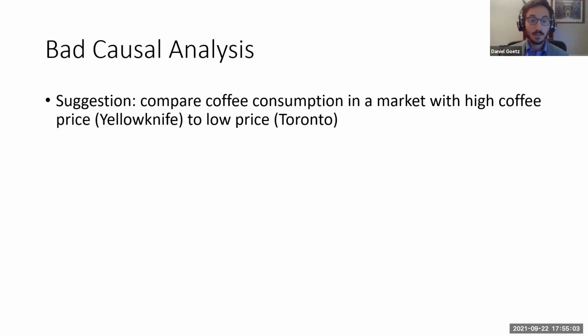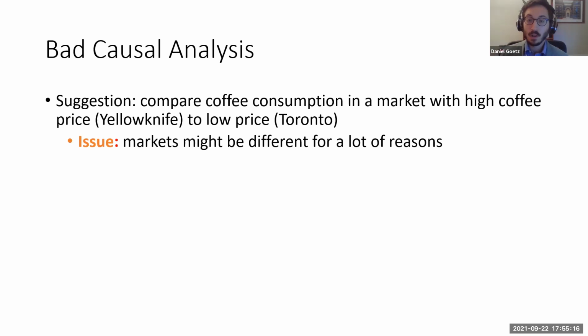What's the problem here? Yeah, so Shakir says confounding variables are the issue. Shukri says we need to isolate the variables, right? So what are they saying? The variable we want to isolate is the effect of price. But there's so many different things between Yellowknife and Toronto, right?